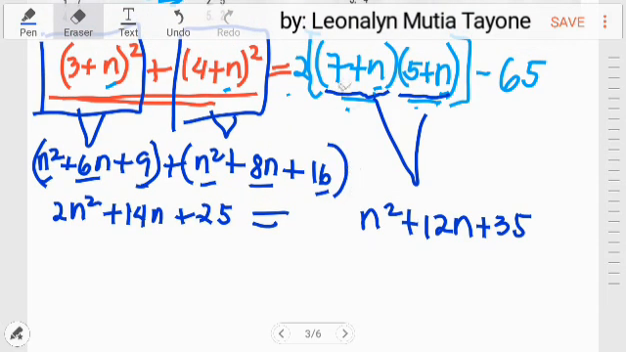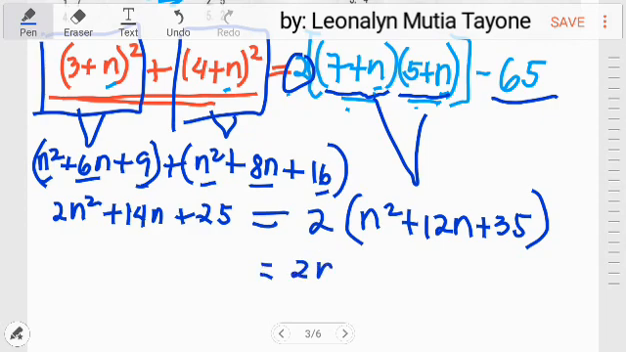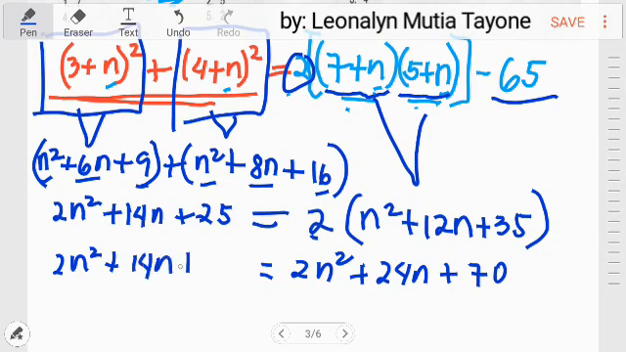Ngayon, balik ulit tayo dito. So, 7n times 5n is equals to n squared plus 12n plus 35. I-multiply mo ng 2 bago tayo mag-minus ng 65. So, this is 2n squared plus 2 times 12n, that is 24n. 2 times 35, that is 70. So, kopyahin ito. 2n squared plus 14n plus 25. Ang buong ito ay i-minus natin ng 65.